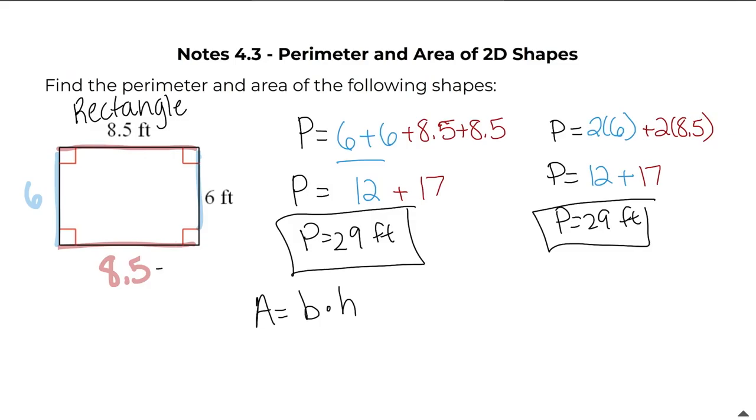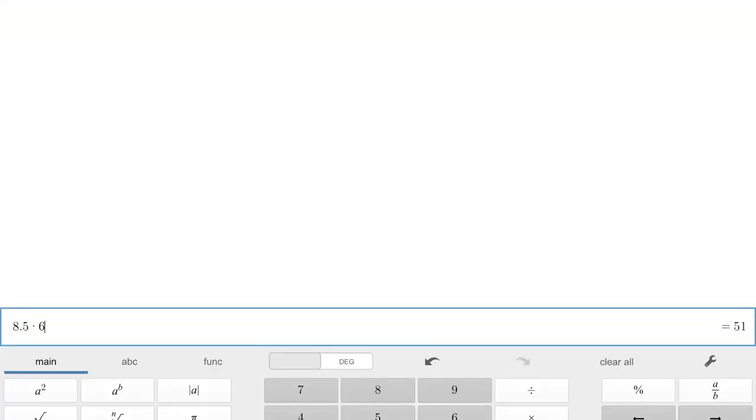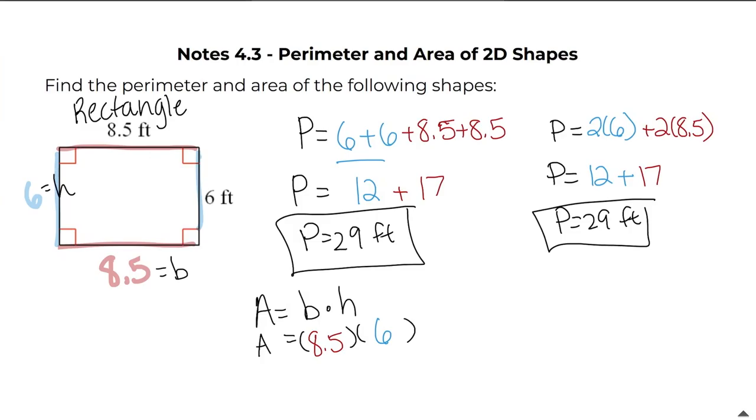Either way, here, this becomes 12. This becomes 17, and so my full perimeter is 29 feet. And here I get the same thing, 2 times 6 is 12, 2 times 8.5 is 17. So I end up getting here that my perimeter is 29 feet either way.